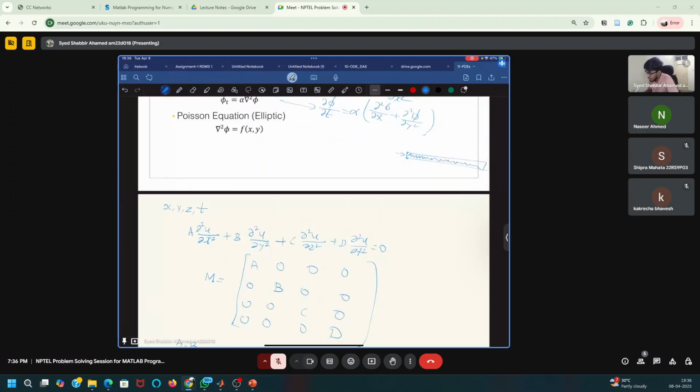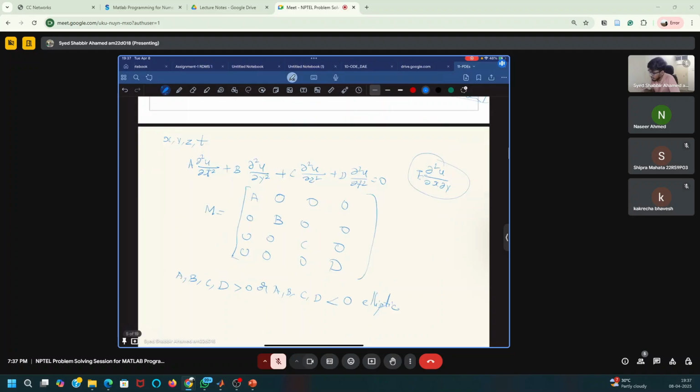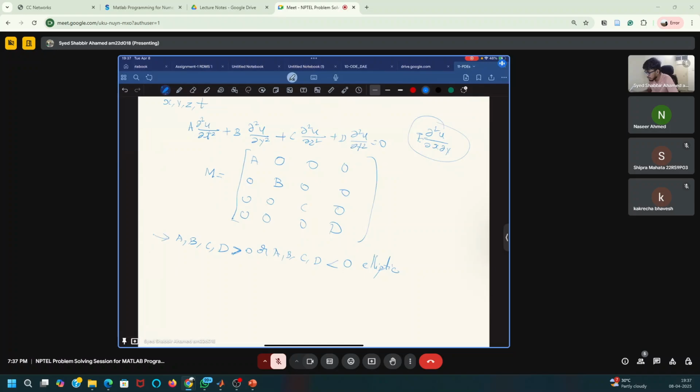Also here there are zeros. Let's say if you have some term like ∂x/∂y, which is not in this equation, then you can include it here. If there is some coefficient, let's say e, then you can write it here. Here there are no such terms, so that's why I'm keeping it as zero. Then you find the eigenvalues of this coefficient matrix, and if these are all positive or all negative, then this is an elliptic system.